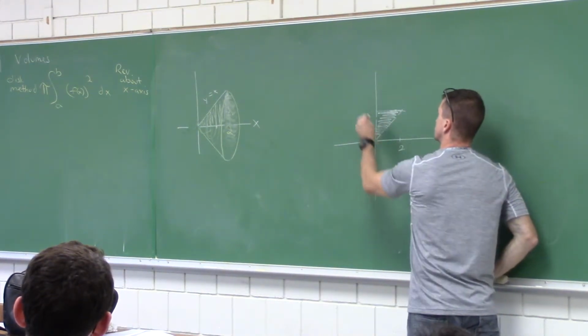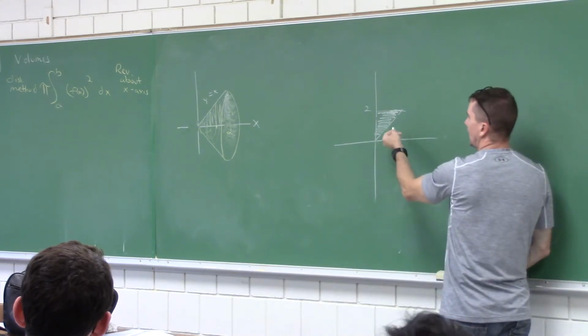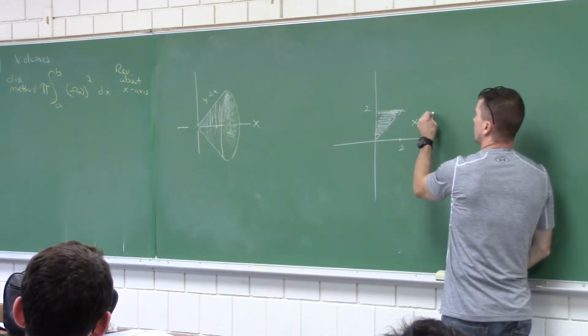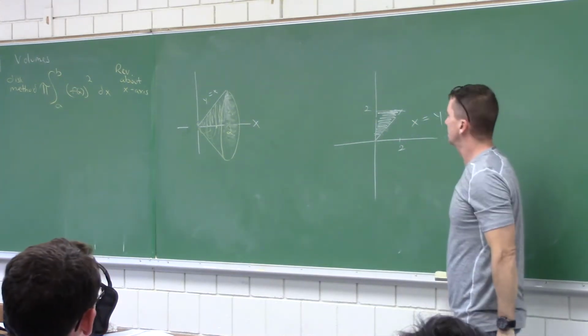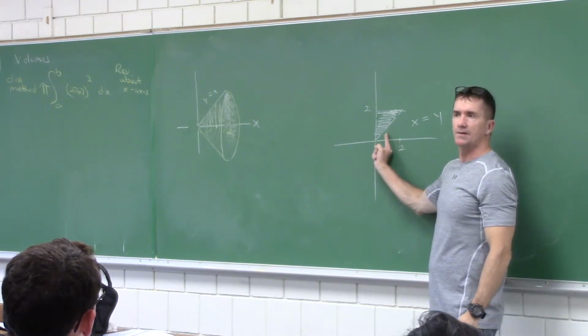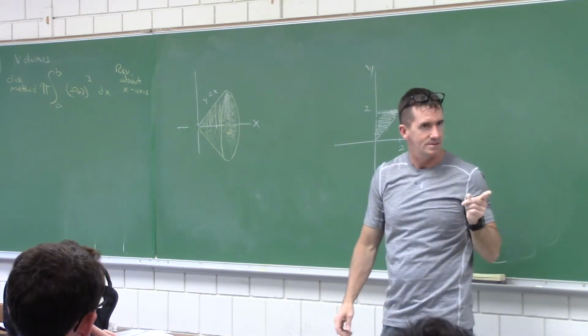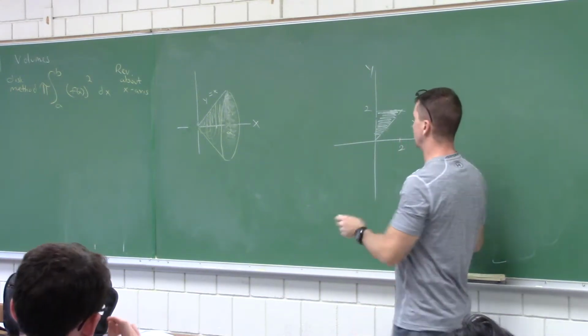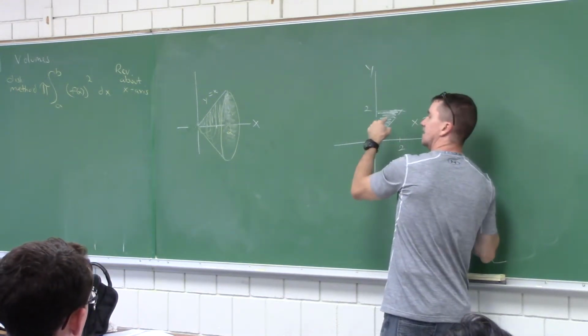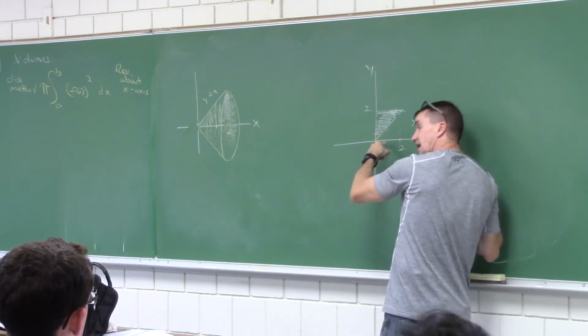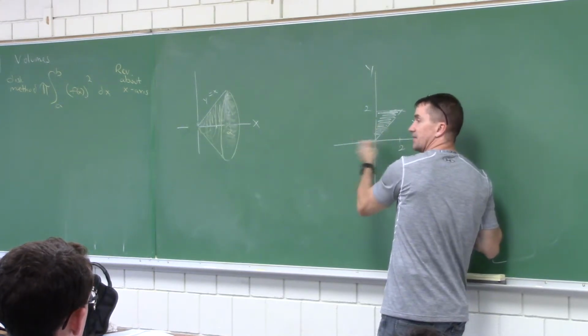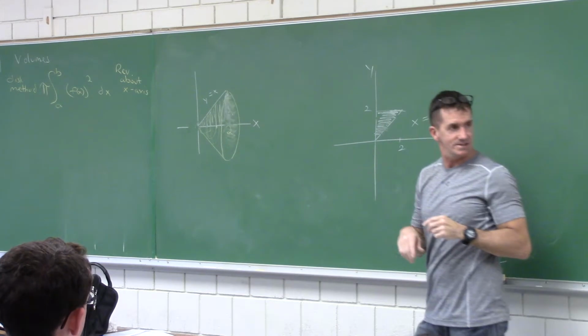0 to 2, 0 to 2. This is still y equals x. Isn't y equal to x the same as x equals y? But what if I wanted this revolved around the y-axis? We need a formula for that. So you find the volume of the solid generated by revolving this area about the y-axis, right?